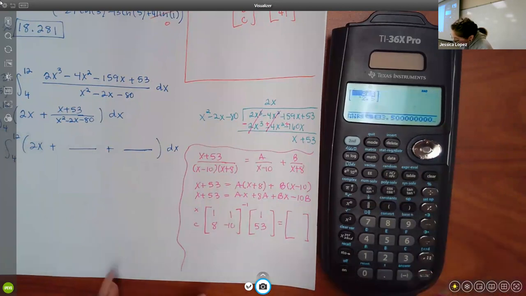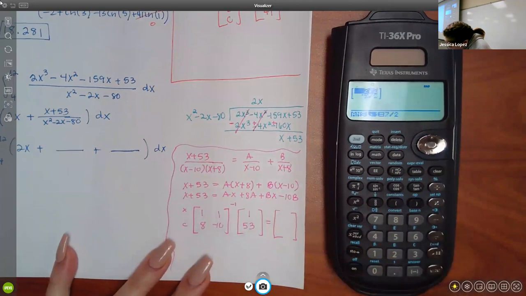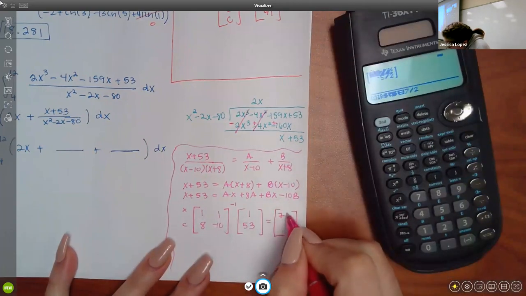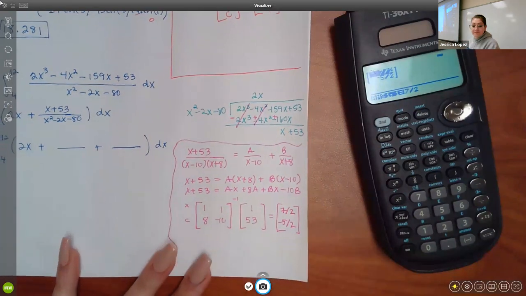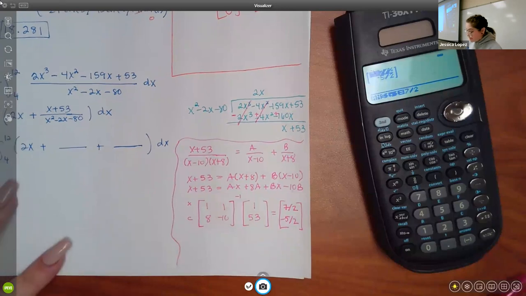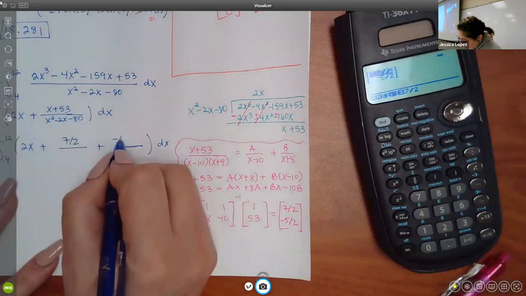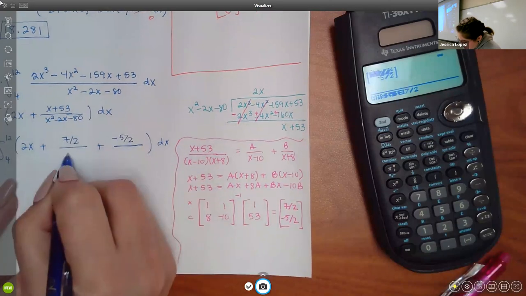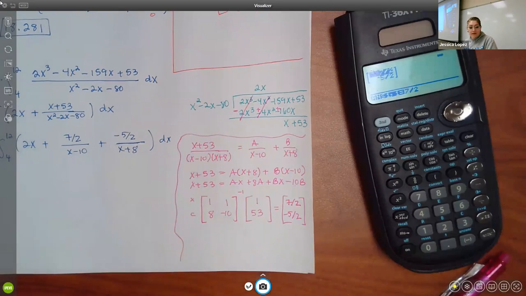And I can even put the double arrow into fractions, if you want fractions. So it gives second, 7/2 and -5/2. But then now we know this has a 7/2, this has a -5/2, an x minus 10, and an x plus 8. I won't do the rest of it.